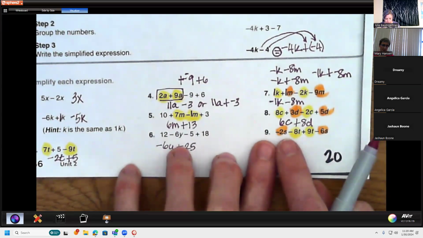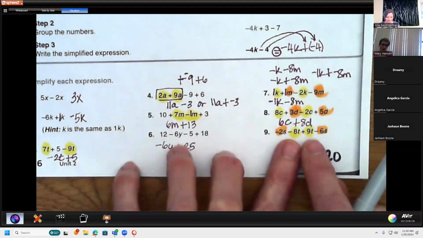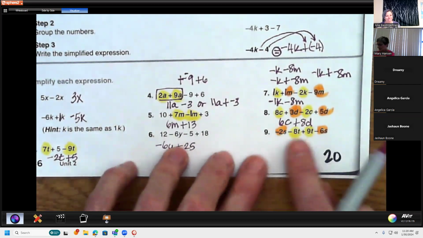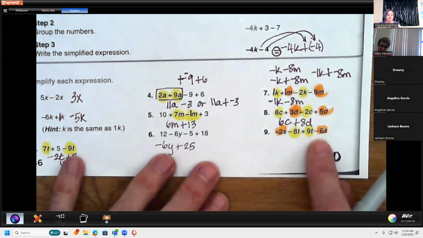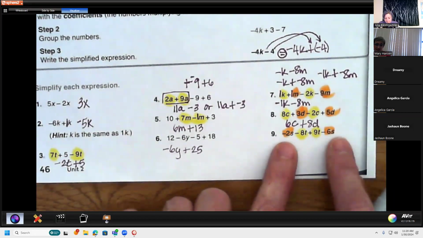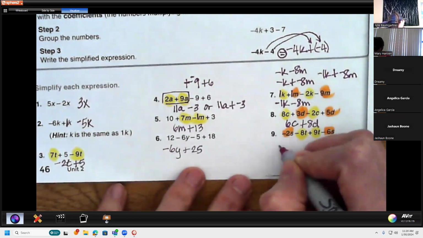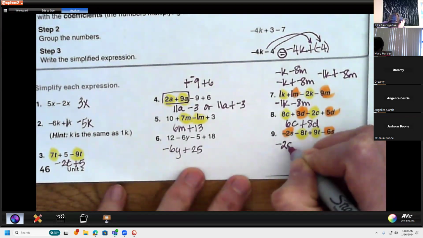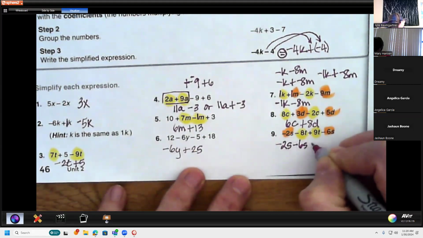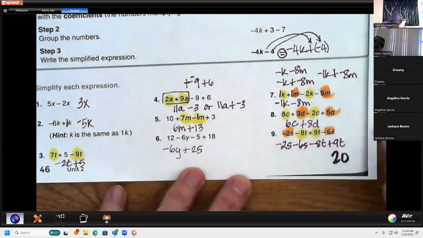And then finally, number 9, I have S's and T's, which I hate it when they use those letters because S's start to look like 5s and T's start to look like addition signs. So it's a very poor choice of letters. So I can put together my S's. I've colored them orange. I'm going to rewrite this one so we have everything next to each other. -2S minus 6S minus 8T plus 9T.